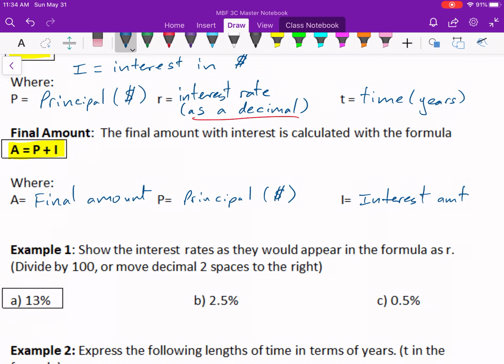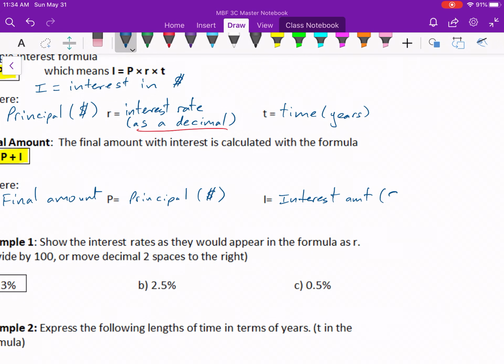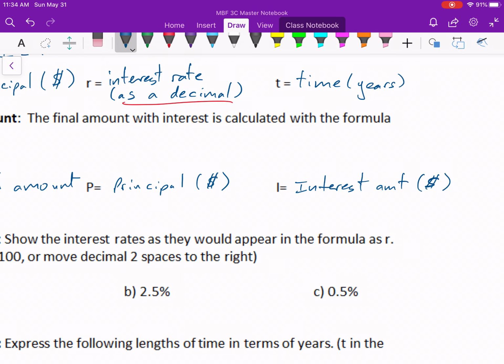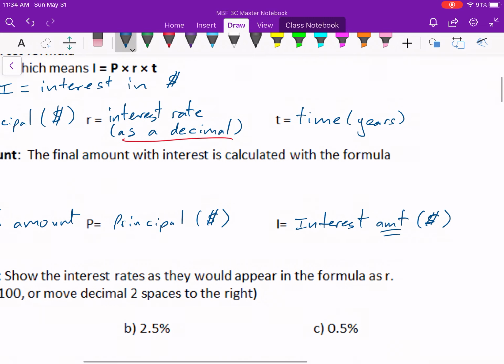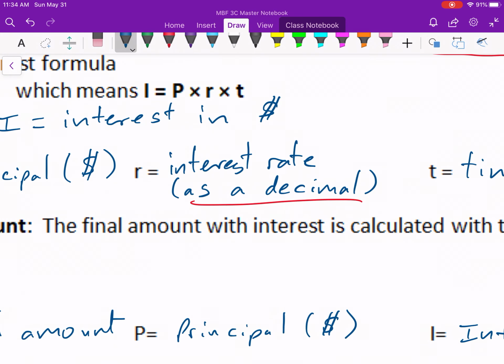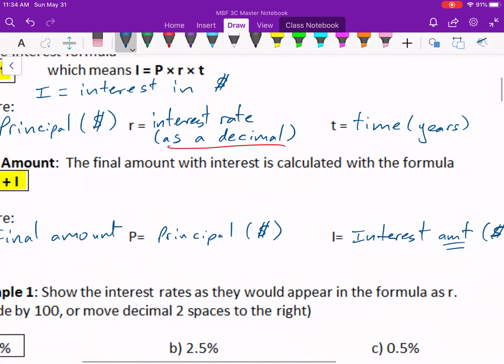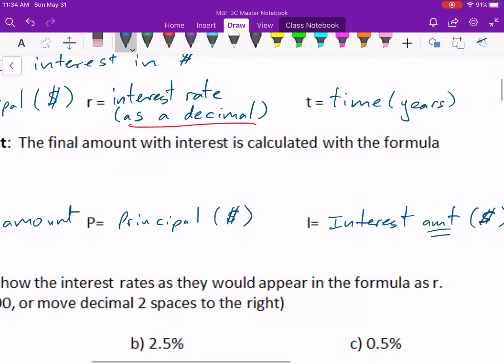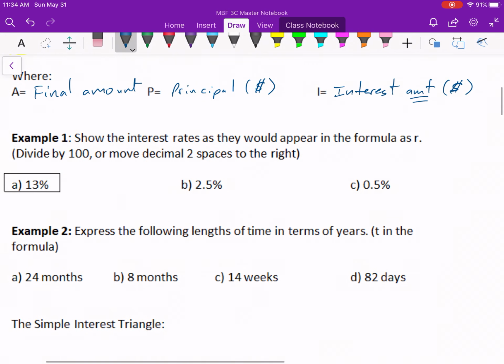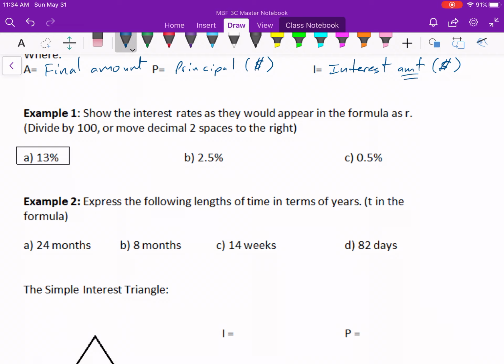So one thing that we've got to be clear on to avoid confusion is when we talk about interest in this case, it's the interest amount. I'm just writing it short for amount. So that's a dollar amount. We don't want to confuse that with the interest rate, which is represented by R here, because that's the percent that it's earning, okay? Because we can talk about interest and mean two different things. You could say, oh, it gets 5% interest, or you could say, oh, it earned $20 interest. So R is the rate, I is the dollar amount. So show the interest rates as they would appear in the formula as R.